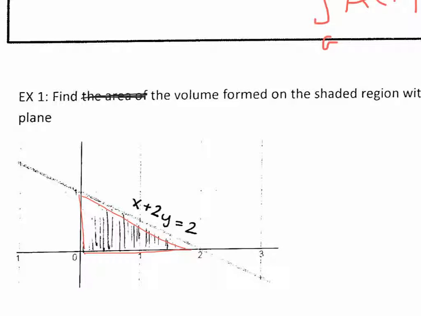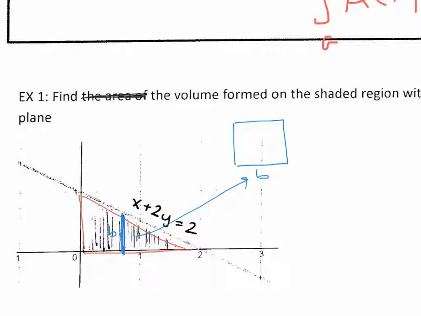In this case, it tells me the cross sections are squares. So I'm just going to draw a square because I know that's my cross section. And its base is on the xy plane. So this blue line here is the base of my cross section.